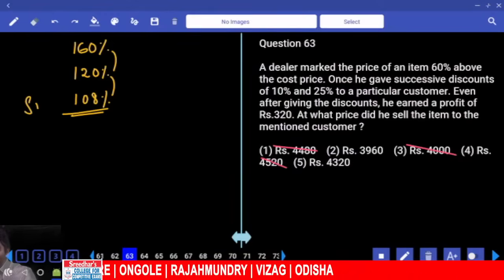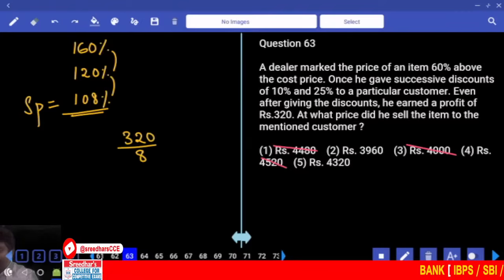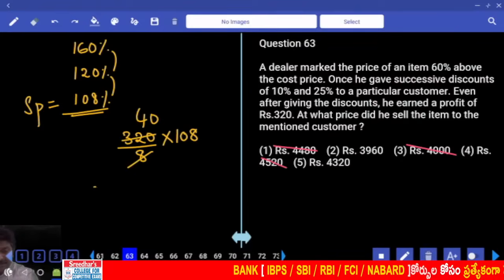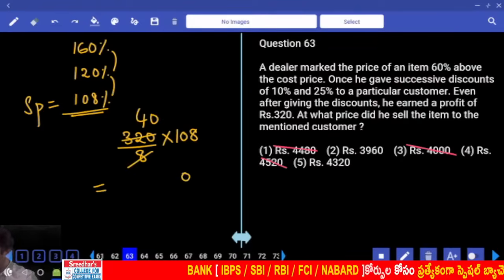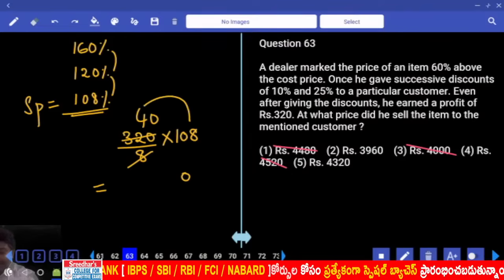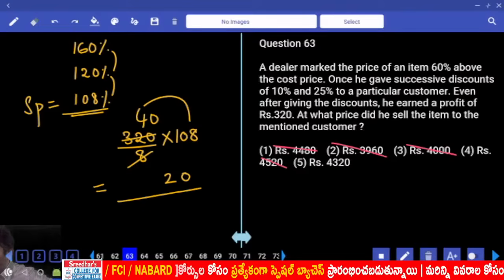If the selling price is equal to 108%, how much percent of profit is made? And that 8 is equal to 320. Then 1% is divided by 8. And we need to calculate 108%. Correct? 8, 40 times. The answer should have 10. Both options are having 10. 4 into 8 ends with 2, so the answer should end with 20. Second eliminated.